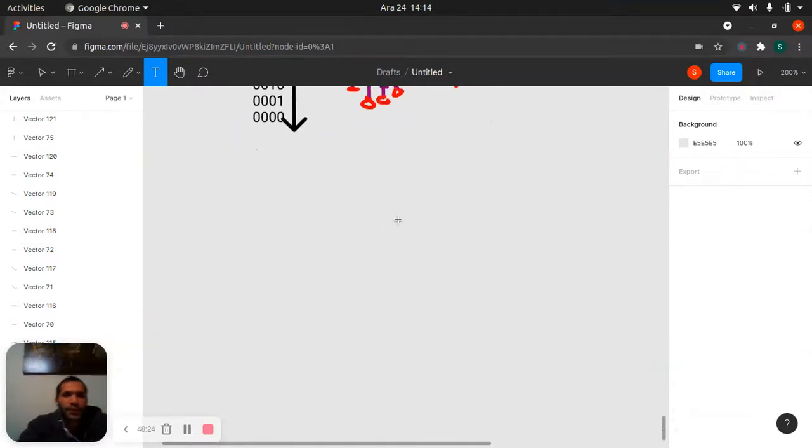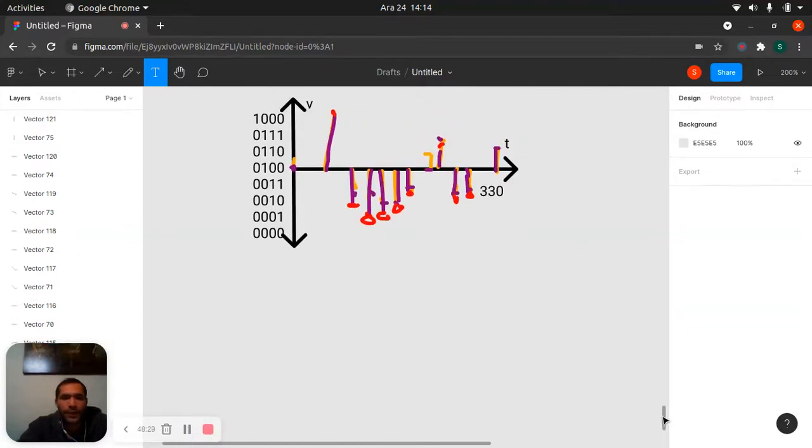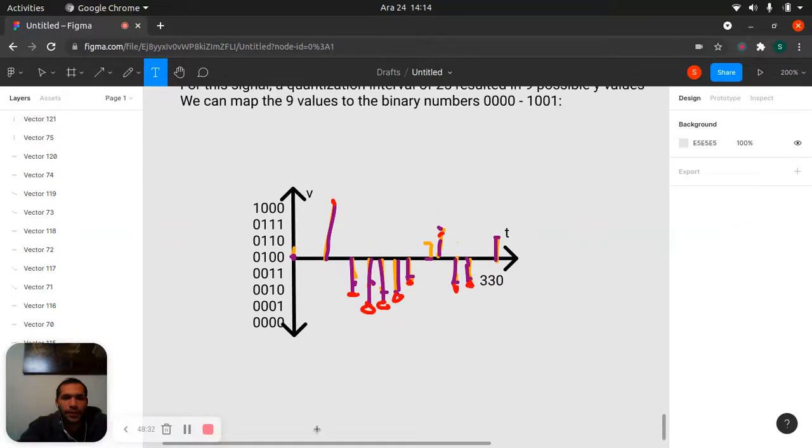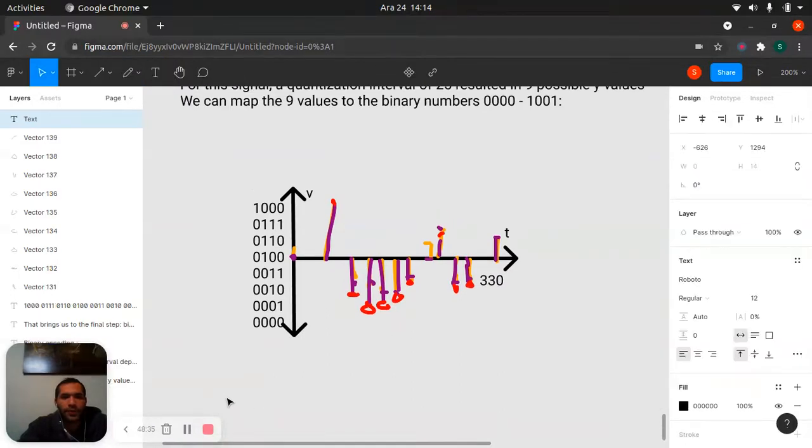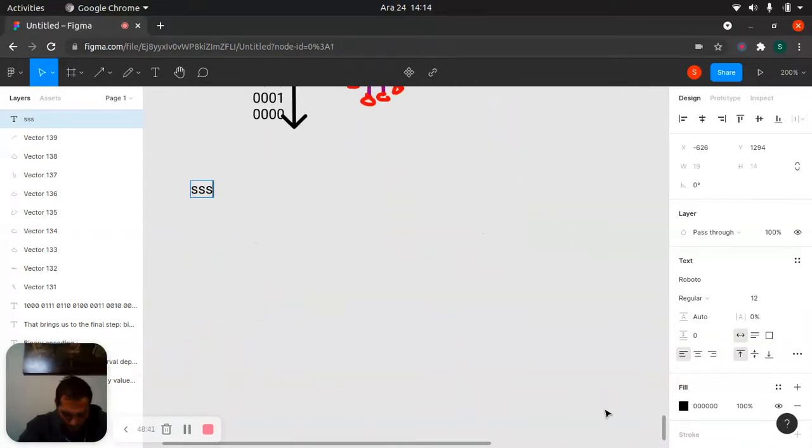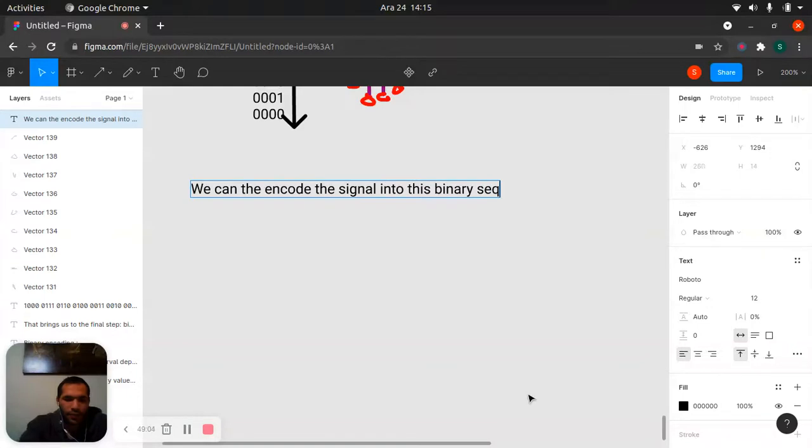Let's take it a little up. Okay, yes, let's take it again a little up. Maybe this place, if I'm right. Let's write something and come down. Now we can say: encode the signal into this binary sequence.